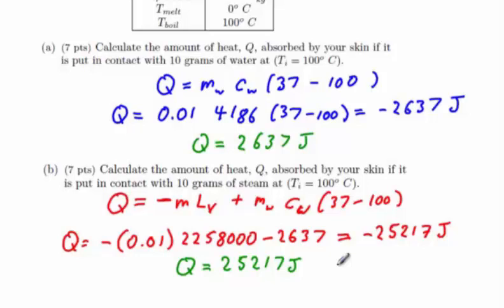Comparing these results, we see that a little bit more than 2,000 joules goes into your hand due to 10 grams of 100-degree water. However, more than 25,000 joules goes into your hand as a result of the same mass of steam, also at 100 degrees C. This is why steam burns are much worse.